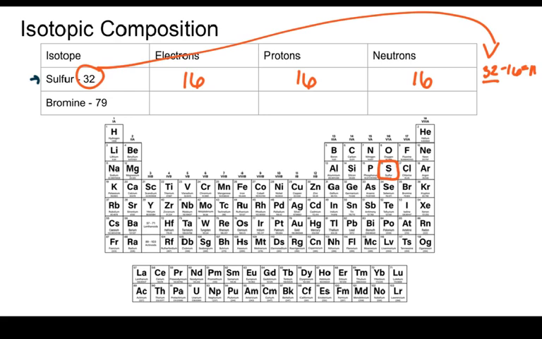So I'm going to do that again for bromine. I'm going to find bromine on my periodic table, and here it is. So again, the number of protons is 35. That means my number of electrons is 35. And then to get my number of neutrons, I'm going to take 79, subtract 35, which gives me 44 neutrons.